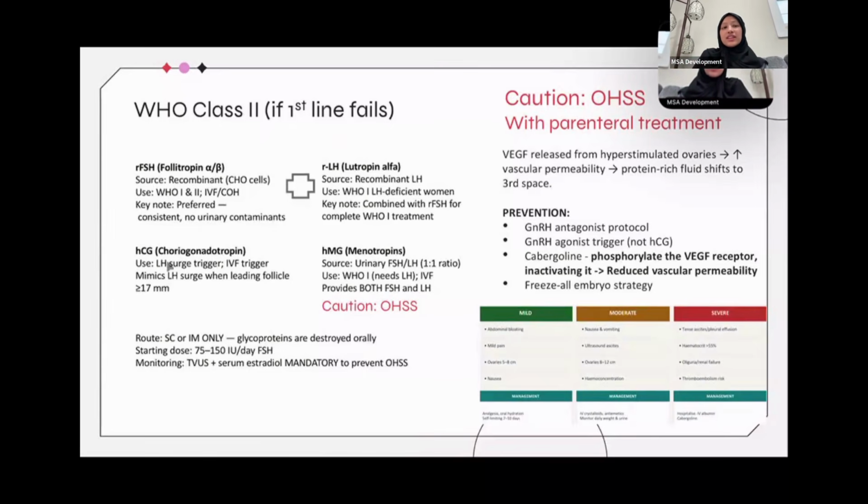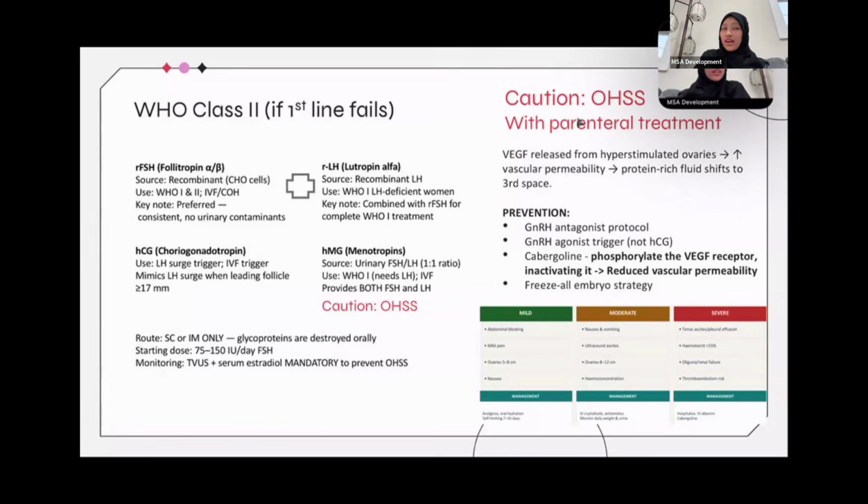Or HCG, which mimics LH and can trigger the LH surge and make the follicles, the whole ovulation axis, work. The route for all of this is either subcutaneous or IM, because if you ingest it orally, it's going to be destroyed. Hormones in general, you have to have in the blood to work, right? You don't need to know the starting dose. Just keep monitoring the patient with ultrasound and repeat estradiol levels, which is estrogen levels, to prevent this condition. This condition, we said, is ovarian hyperstimulation syndrome.